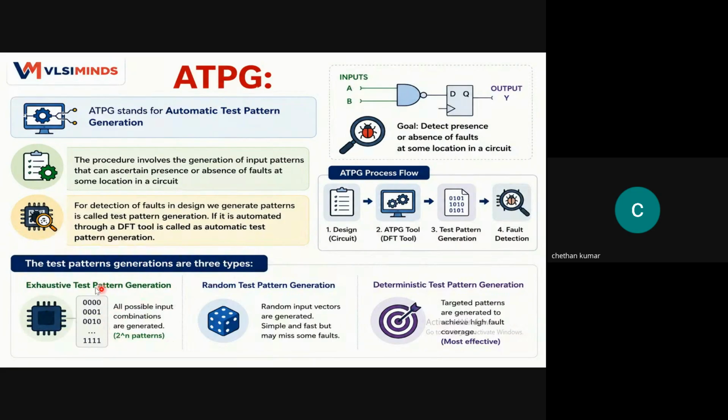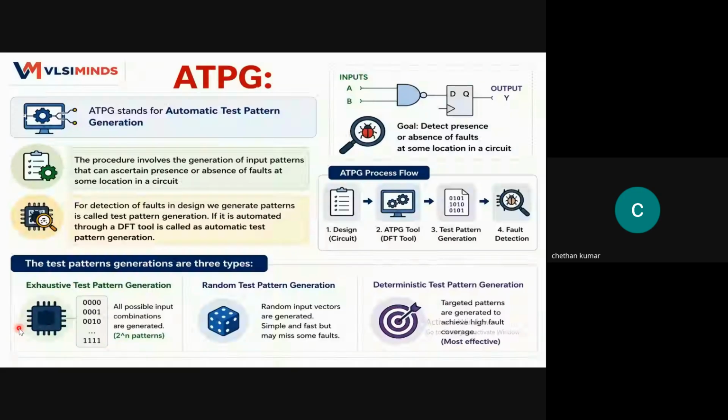combinations. Similarly, if you have four inputs, all 16 combinations have to be given. So in general, if you have n inputs, then 2 to the power of n patterns are needed. Generating and giving all of them manually is a very time consuming process.